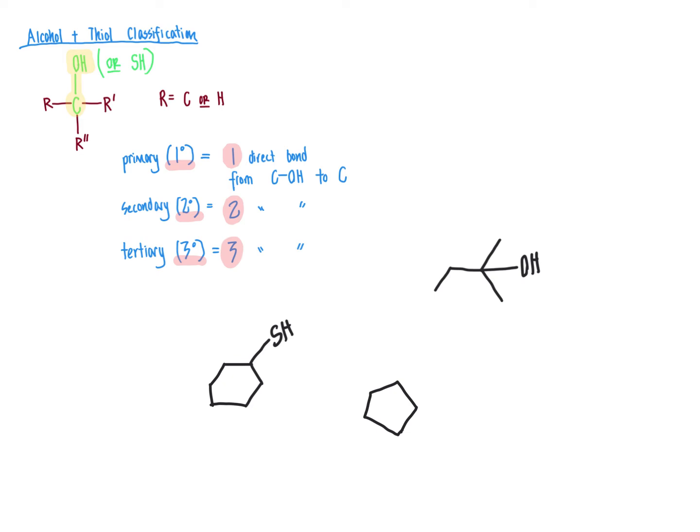Drawing line angle formulas out requires the strongest knowledge of who's actually connected to whom, because there's so much information there that is implied rather than shown out explicitly. But regardless of what type of structural drawing I draw, such as a Lewis structure, a condensed formula, or whatever else, you should still be able to assign primary, secondary, or tertiary to any of the groups here.